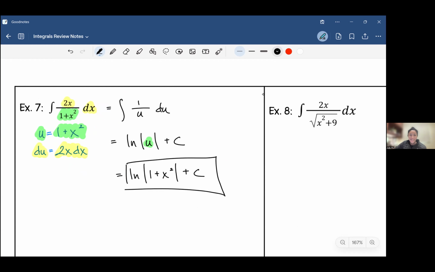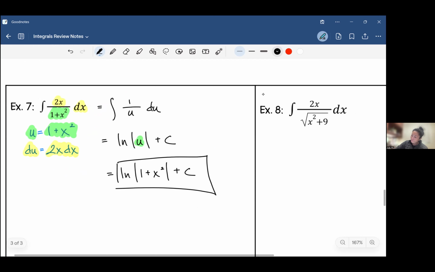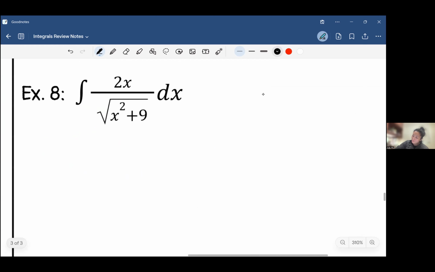All right, let's take a look at example number 8. Now, again, I'm looking at this and it kind of looks like last time, except I have a square root on the bottom now. But some of those characteristics are the same, and those are the ones that make it so that I can actually use u sub. I see x squared plus 9, and I know that the derivative of that is 2x. And because I see a function and at least part of its derivative, my brain is thinking I want to use u sub.